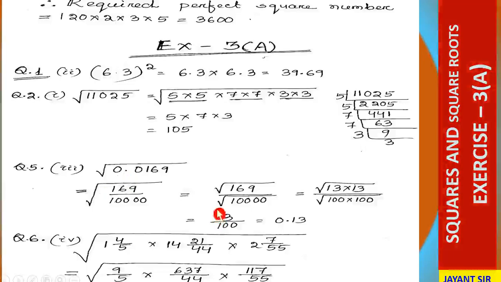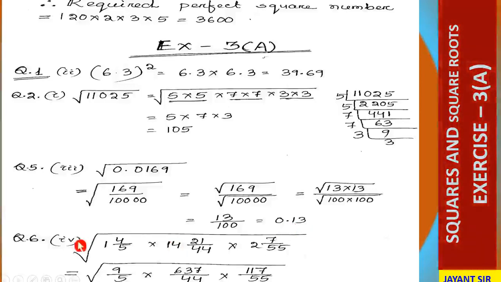The whole root of it equals root of 169 divided by root of 10000. So 169 can be written as 13 into 13 and 10000 as 100 into 100. From this pair we can write 13, and from this pair 100 into 100 we can write 100. So it is coming 0.13. 2 decimal places, 1, 2, so after the decimal point it is 0.13.